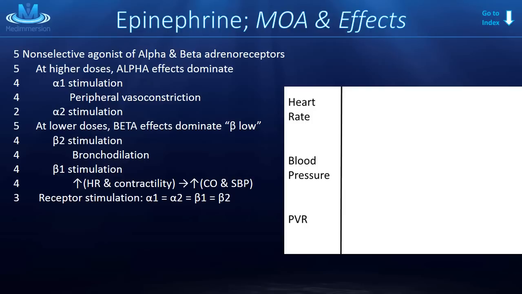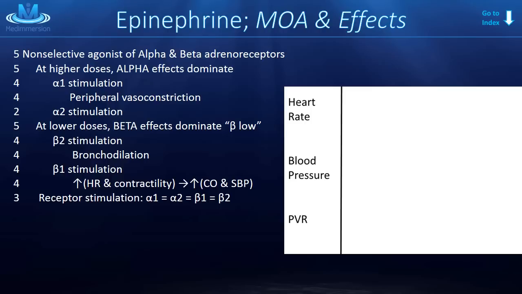So at a high dose of epinephrine, alpha effects are going to dominate. At lower doses or lower concentrations in the body or the blood, beta effects are going to dominate. And I remember that by thinking below. So the betas dominate at lower doses, below. So think about, for example, if I gave someone a local injection of lidocaine with some epinephrine in it, which is very common, that's going to be a high dose in that local area.